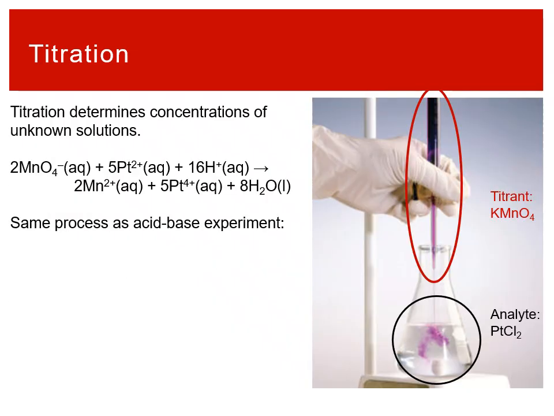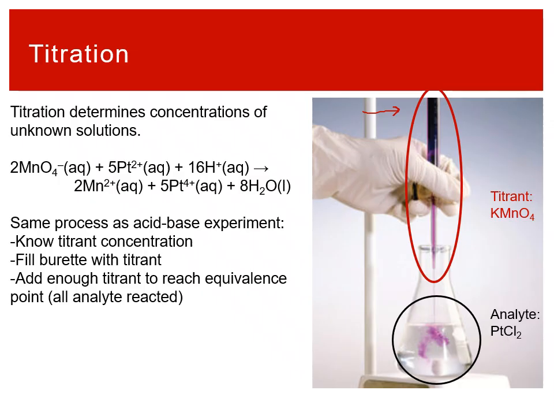So when you're wanting to do a redox titration, the overall idea of the experiment is very similar to the acid-base titrations that we've seen previously. You pick a titrant of a known concentration, you fill your burette with that. So, we have this purple solution up here in the burette, say KMnO4 in this particular reaction.